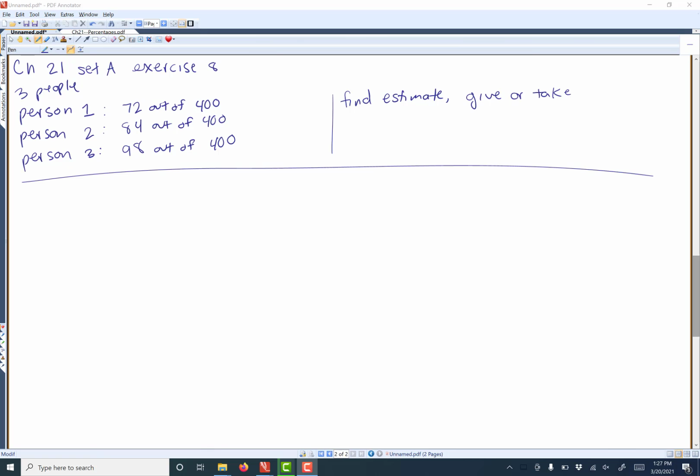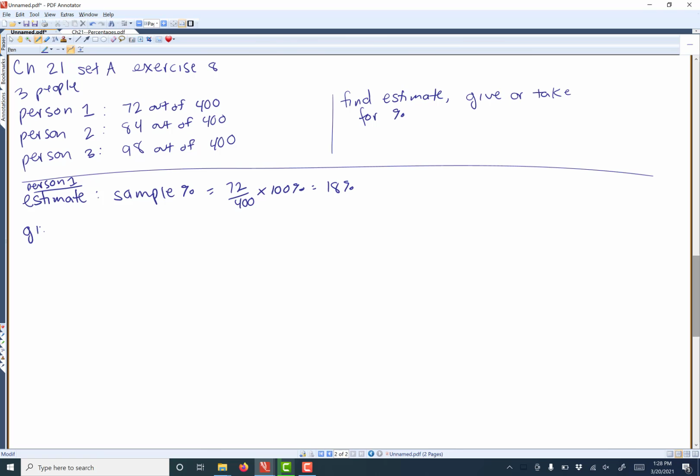What we want to do is find an estimate for the percentage for each one of these people and a give or take for each one of these people. Okay, and so for our estimate, how do you find the estimate? That will just be your sample percentage. So for person 1, your estimate will be your sample percentage, so that will be 72 out of 400, and to make it a percentage, you have to times by 100%. So 72 divided by 400 gives me 18%.